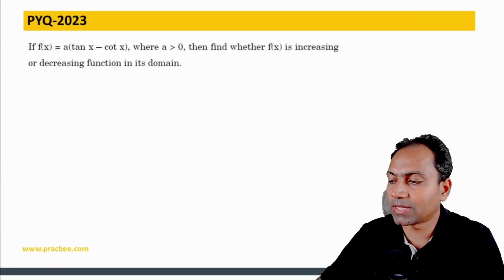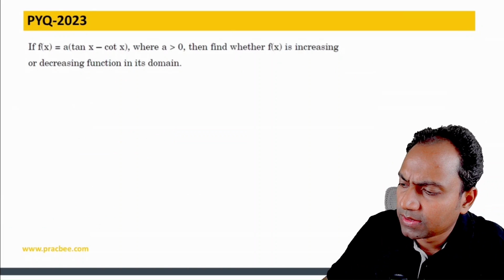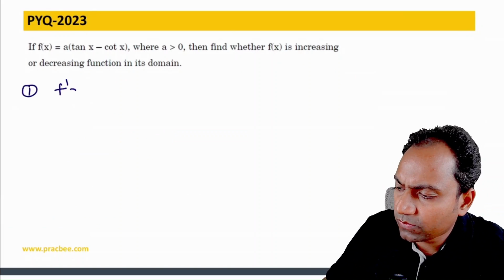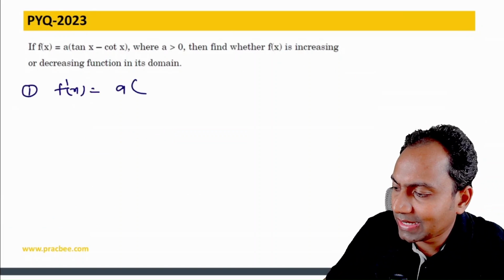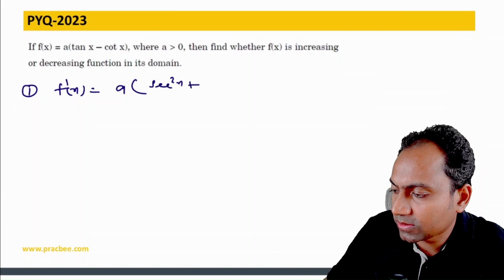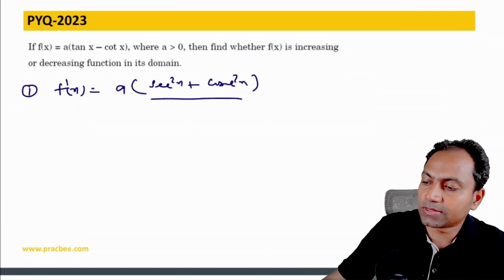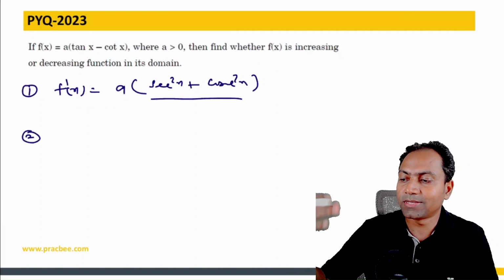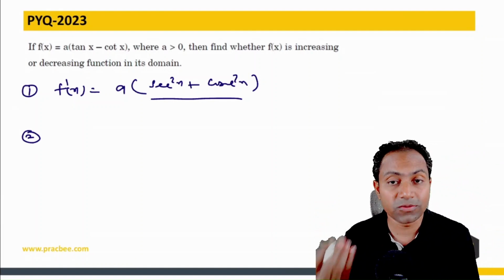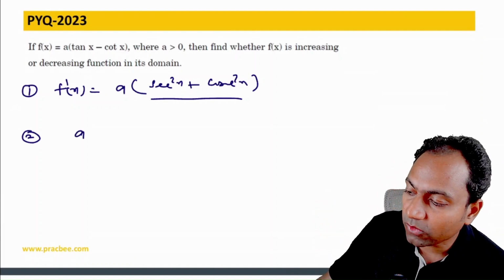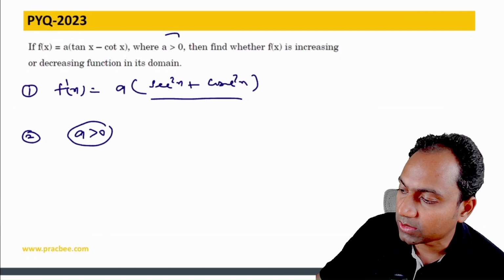Now in this next question, again our steps remain largely the same. What we are going to do is find the value of f dash of x. It becomes a times sec square x plus cosec square x. If you look into this part, if I want to find whether it is increasing or decreasing, I need to understand what is the sign of f dash of x. Now see, a they have already given is positive in the question here.